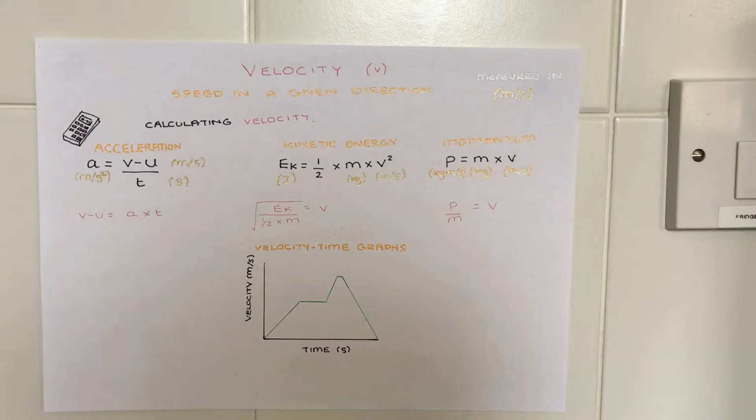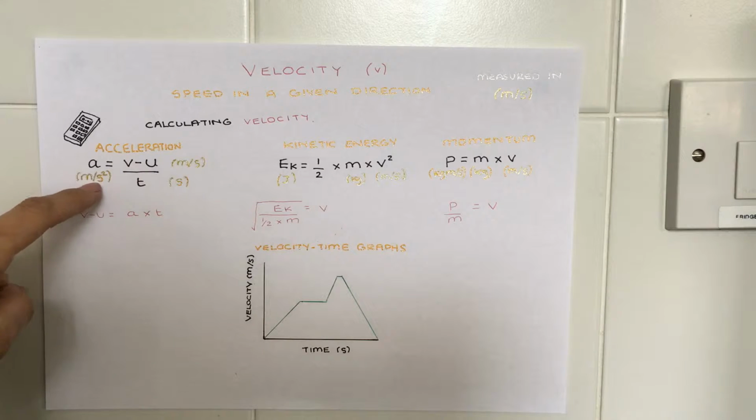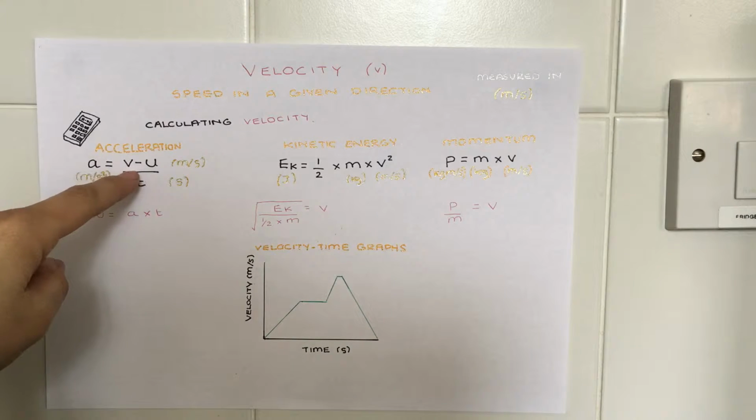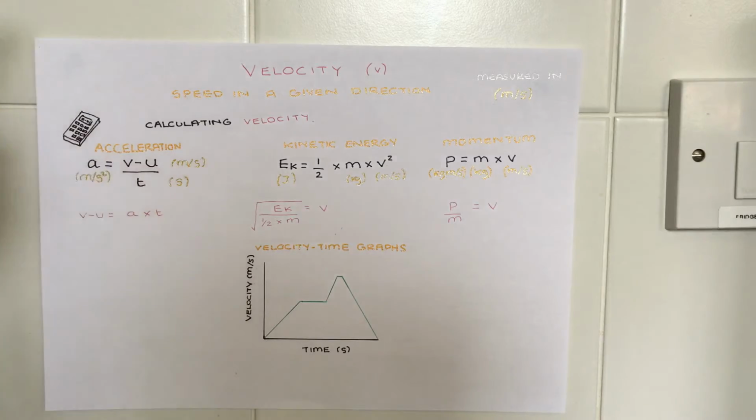Now there's different situations it can come up. If you have a look on your formula sheet, anywhere there's a little v, it's talking about velocity. So for example, acceleration, measured in meters per second squared, is equal to the final velocity minus the initial velocity divided by the time taken. So if you're trying to find the velocity here, you'd rearrange it this way.